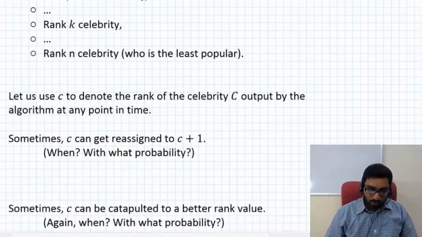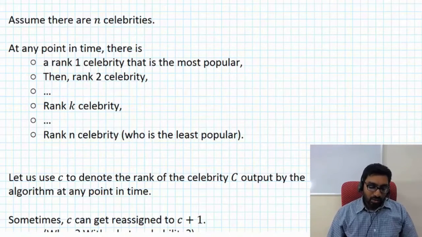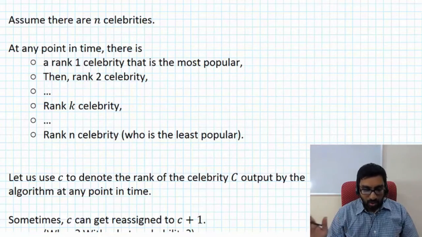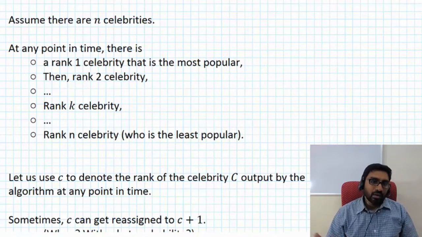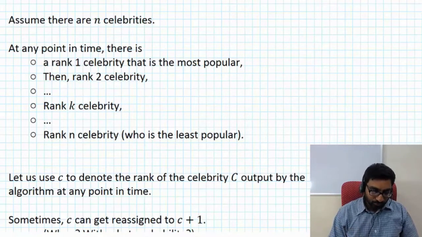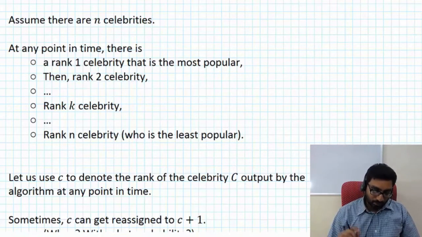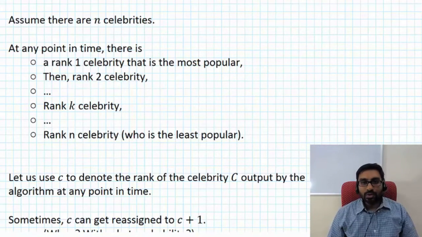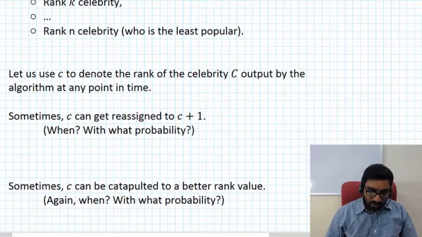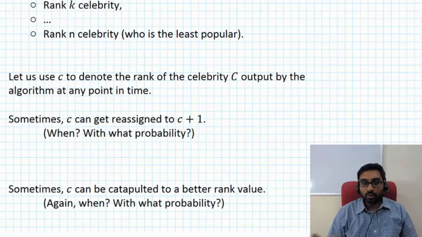Okay. So we're going to assume that there are n celebrities, and just to be clear, the celebrities are ranked from rank 1 being the most popular to rank n being the least popular. And let's use the letter capital C to denote the rank of the celebrity output by the algorithm at any point in time. The C keeps changing, so it's quite natural to view this as some sort of a stochastic process. In some cases the C can be reassigned to C plus 1.